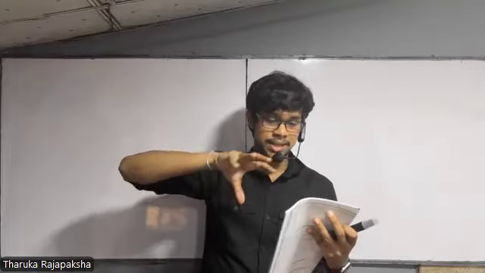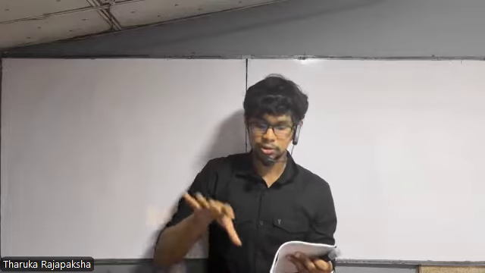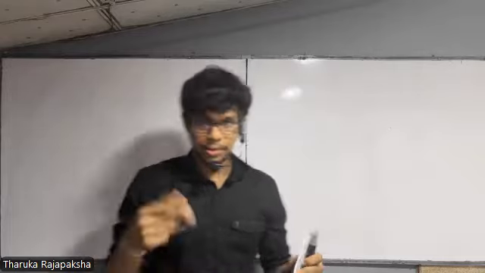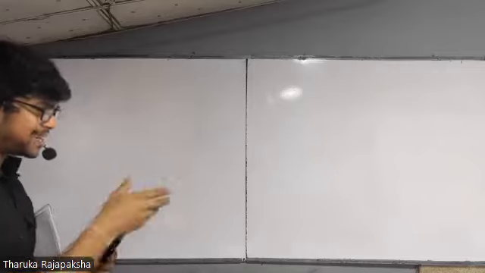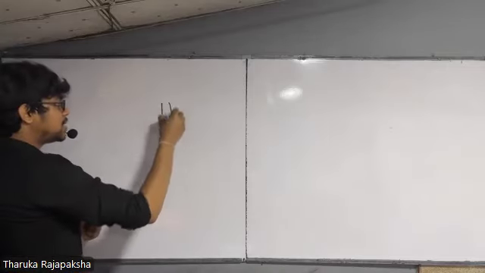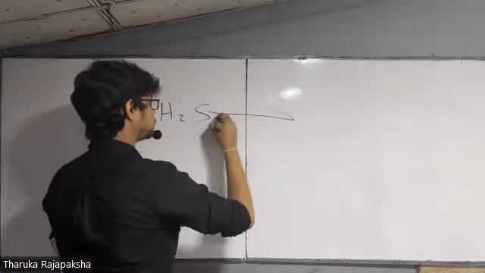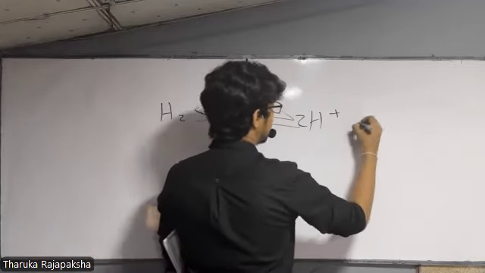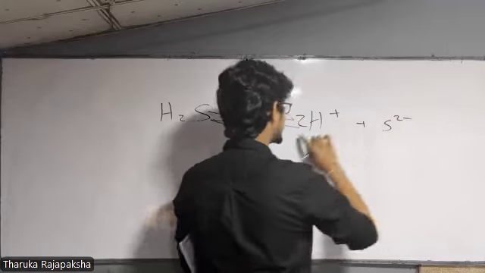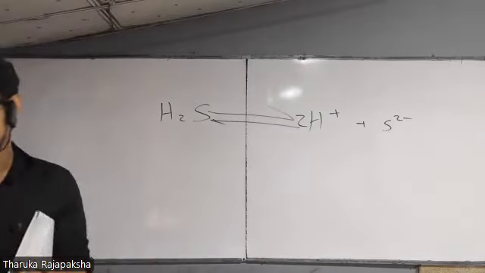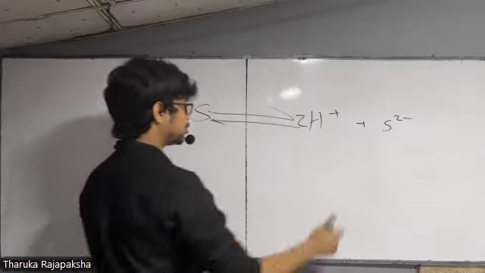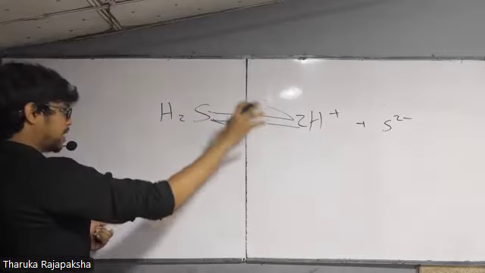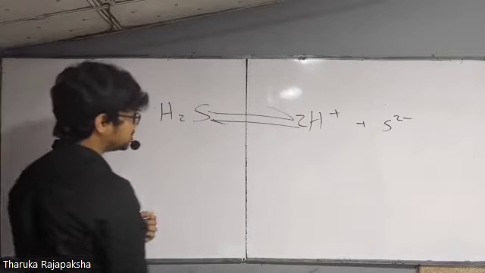Group 2 will need less amount, and group 4 will need a large amount. How is that happening? I'll tell you in brief. H2S is a reversible reaction forming H plus and S2 minus. It actually happens in 2 steps, which you will learn later, but I'm not going to go deep into it. So this is a reversible reaction, and H plus and sulfide are formed.